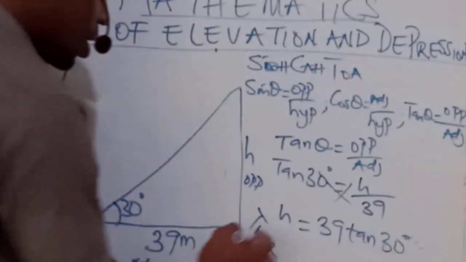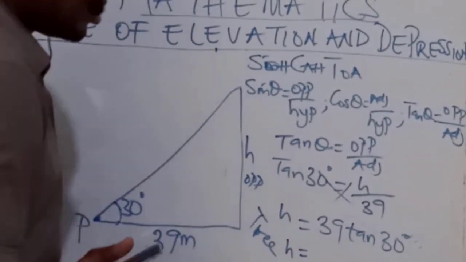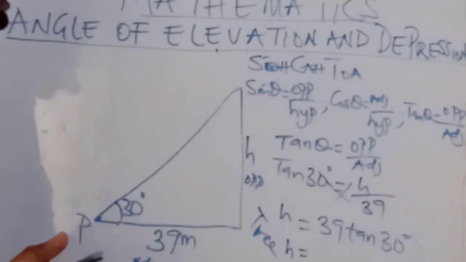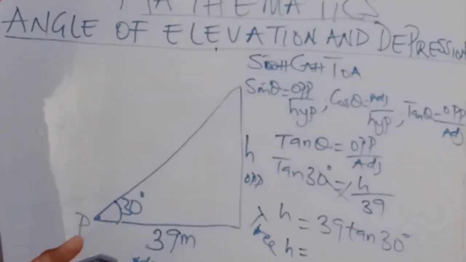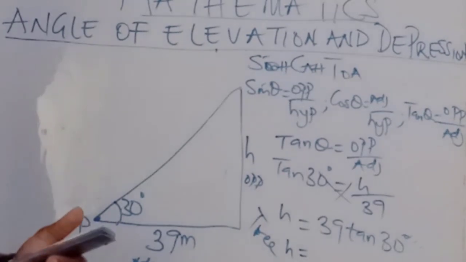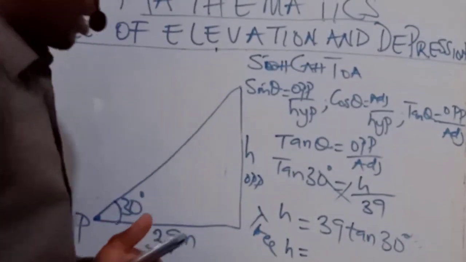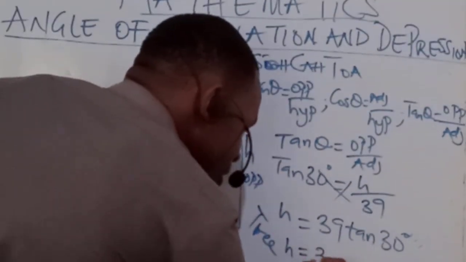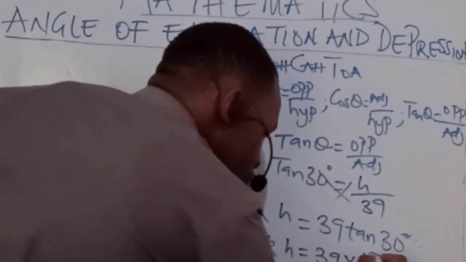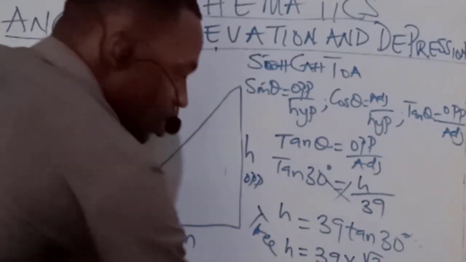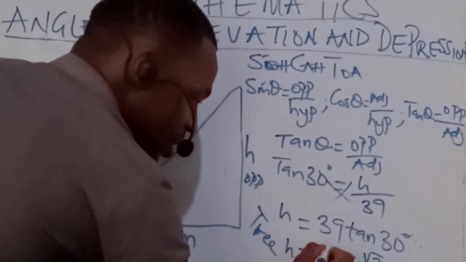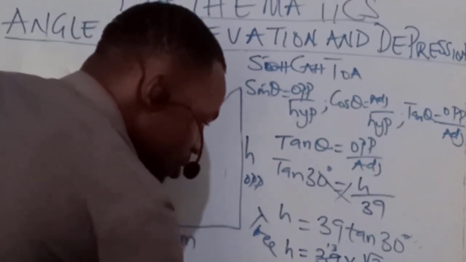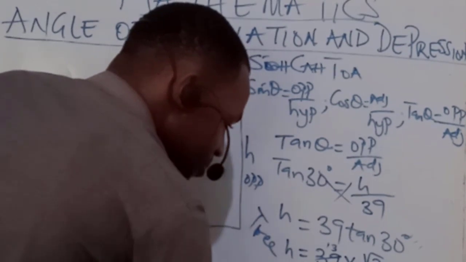39 tan 30 degrees. And of course, my h would be, now when you were doing special angles in your previous classes, you will observe that 30 degrees is a special angle, and the value of tan 30 degrees is the same as root 3 over 3. And then I'm going to have 39 times root 3 over 3. If 3 goes here 1 and 3 divides 39, which is 13, I'm going to have that my h is 13 root 3.